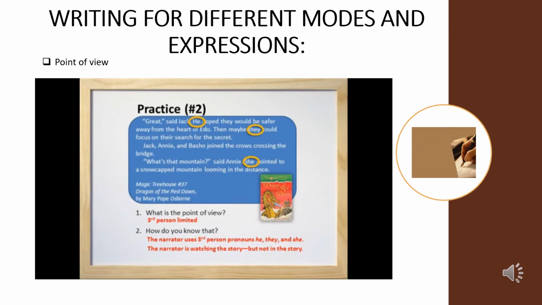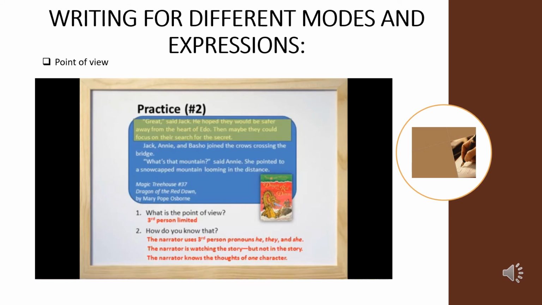And finally, how do we know that it's third person limited versus third person omniscient or objective? We know that because this narrator knows the thoughts of one character, the character Jack. How do we know that? The first sentences tell us. Let's reread them. "Great," said Jack. He hoped they would be safer away from the heart of Ado. Then maybe they could focus on their search for the secret.